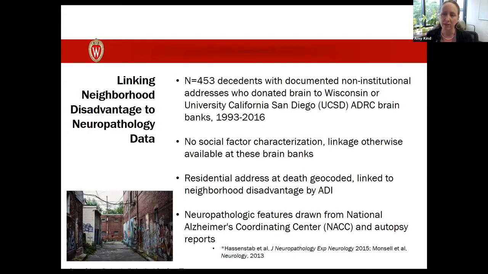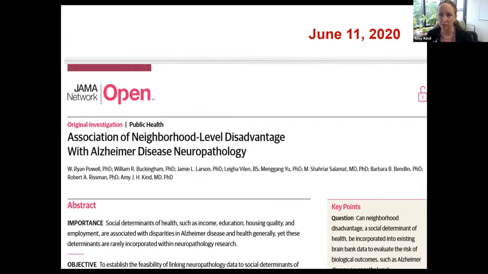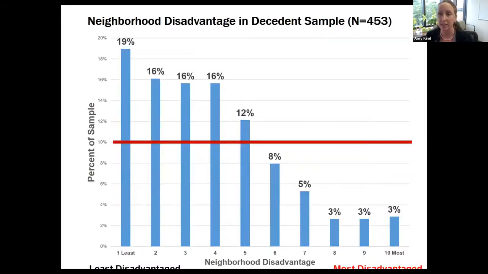And so because of that, their tissue existed and was exquisitely characterized, but their social factors were not really further explored. So we used the residential address at the time of death to geocode and link to contemporaneous ADI. So we built historical ADIs that can go backwards in time and were affiliated to the same year of death. And the neuropathologic features were drawn in standard ways. This work just came out last week in JAMA Network Open. And it proves that we can do this. It's basically a marker of feasibility of some of these techniques and linking tissue to communities.